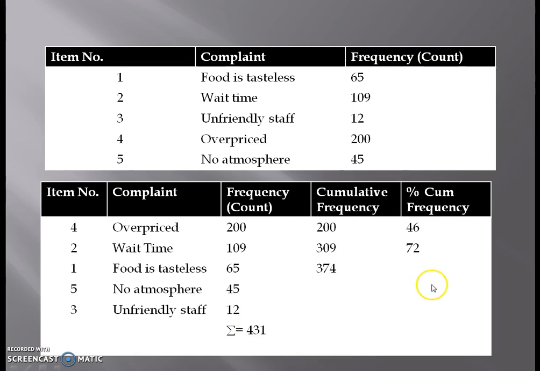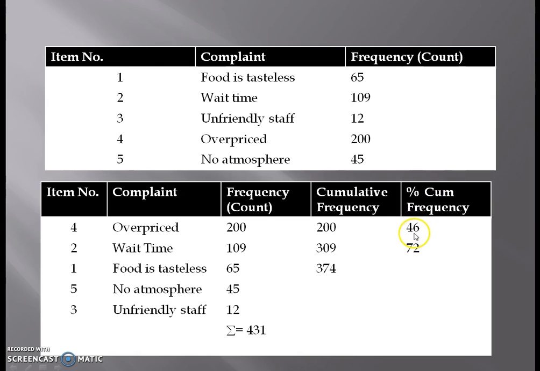Then we found our cumulative frequency. After we have summed the total amount of complaints, we move on to find cumulative frequency, which is basically our frequency plus our first frequency plus our second frequency. So 200 plus 109 gives us 309. 309 plus 65 gives us 374. 374 plus 45 gives us how much? You calculate and see if your answer matches my answer.